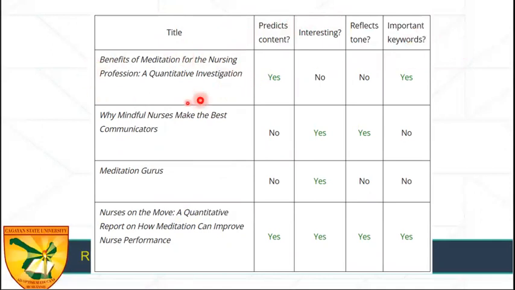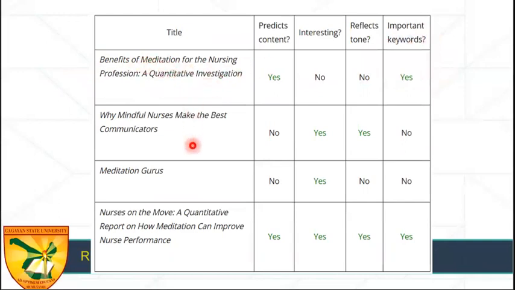For example, number 1: "Benefits of Meditation for the Nursing Profession: A Quantitative Investigation." Does it predict content? Yes, the benefits of meditation. Is it interesting? No, for us, this is a nursing profession. Does it reflect tone? No. Are there important keywords? Yes, the meditation, and it's a quantitative investigation.